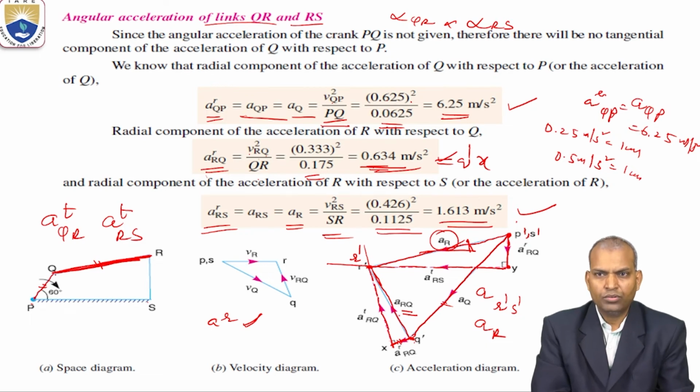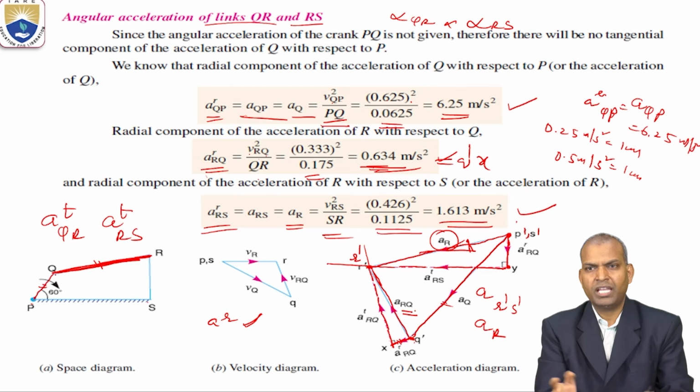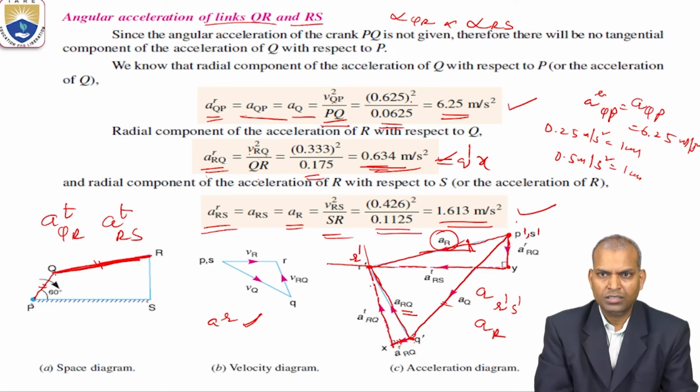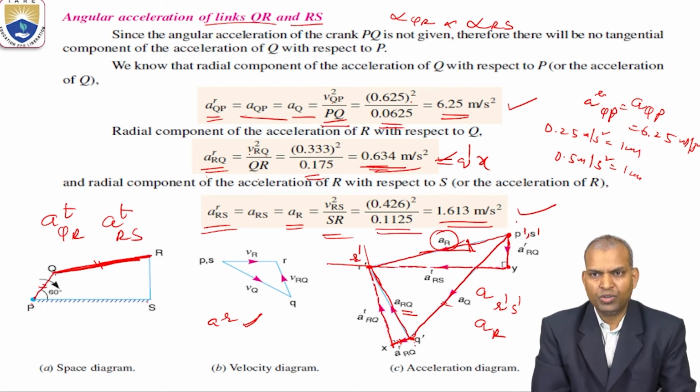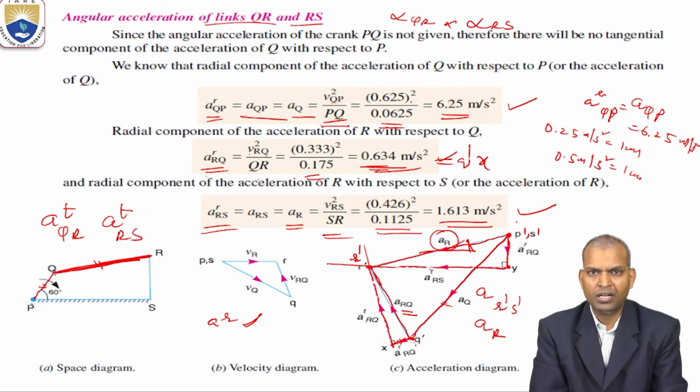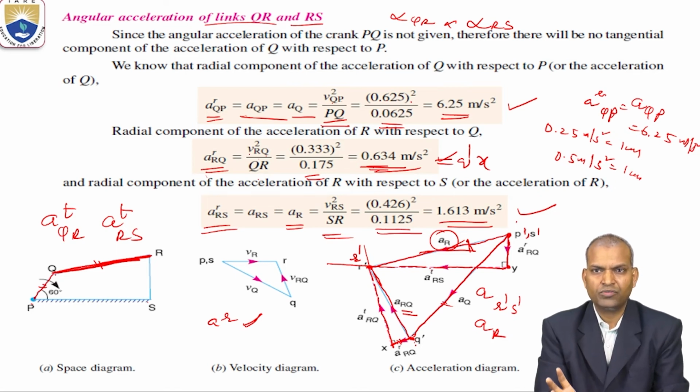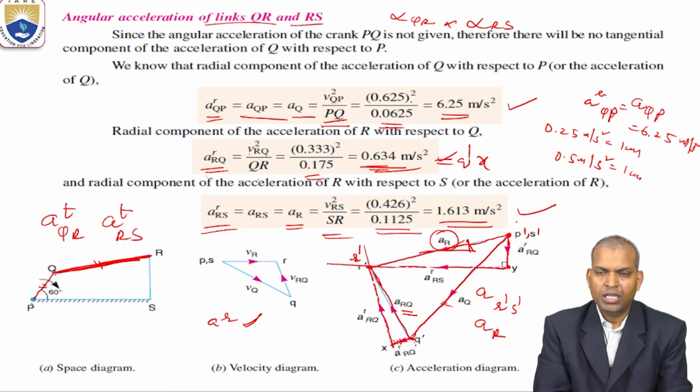Okay. Now, what is the first step again? You measure the vectors, then you can know what values you want. If you measure R dash Q dash, that is the acceleration of ARQ link. Next, if you join R dash S dash, that is acceleration of AR or ARS. Because S is the fixed link, that's why AR. That is absolute acceleration.